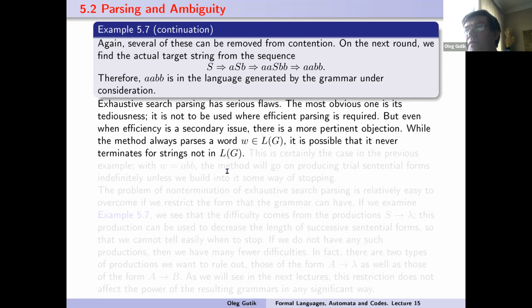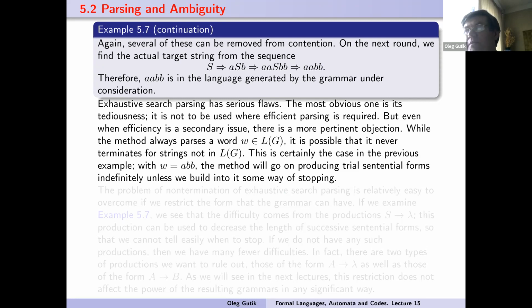While the method always parses a word W from the language generated by the grammar G, it is possible that it never terminates for a word not in the set of words generated by grammar G. This is essentially the case of the previous example. With the word W equal to ABB, the method will go on producing trial syntactical forms infinitely unless we build in some way of stopping.